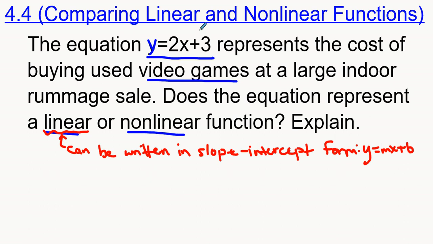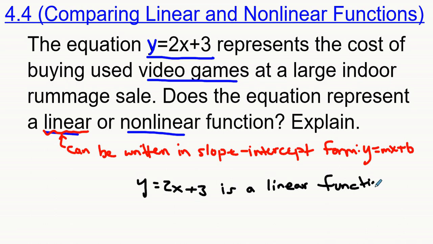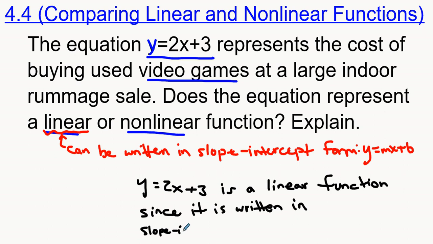So is this one already in that form? Well, yeah, it's y equals mx plus b. We have a 2 for our m, our slope, and a 3 for our b, which is the y-coordinate of the y-intercept. So this equation, y equals 2x plus 3, is a linear function since it is written in slope-intercept form.